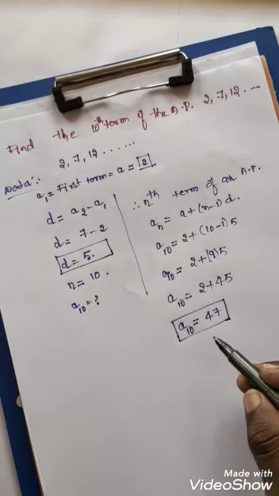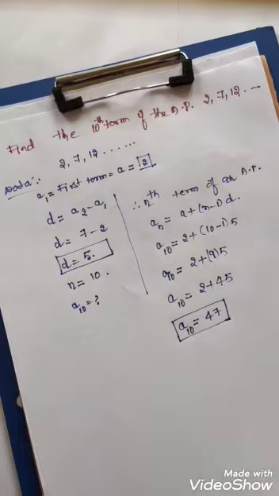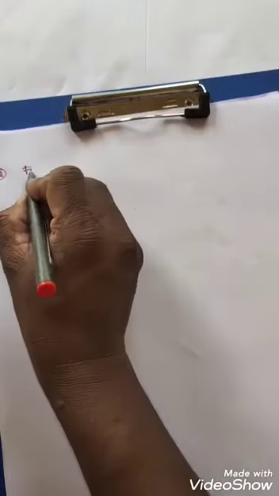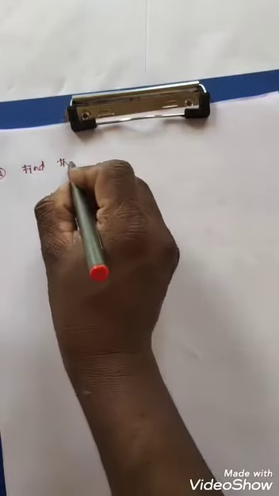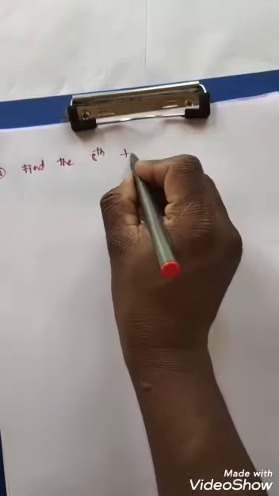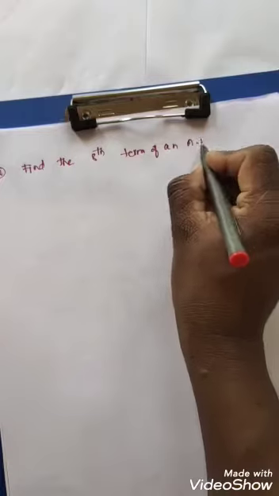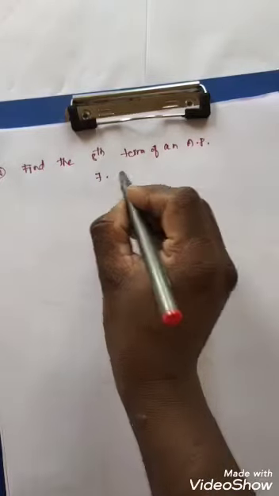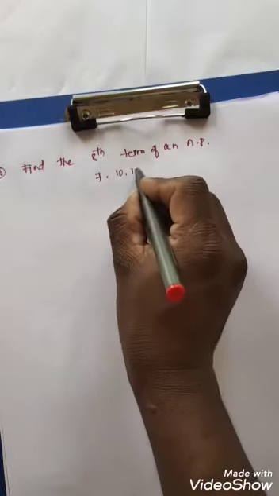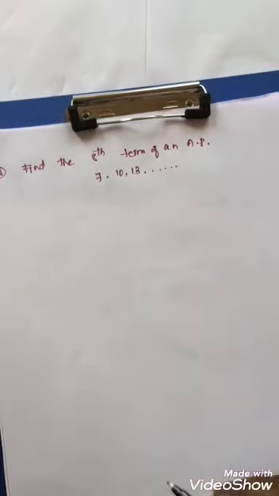Is it clear to all children? Yes. Okay, I'm going to give the second example. See the second example. Find the 8th term of the arithmetic progression 7, 10, 13, etc. So we need to find the 8th term of the given sequence.